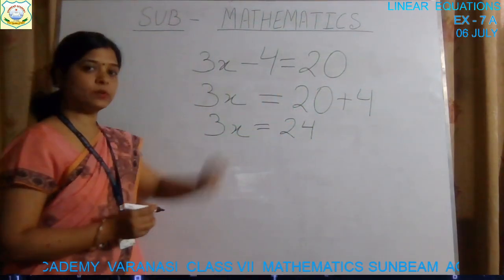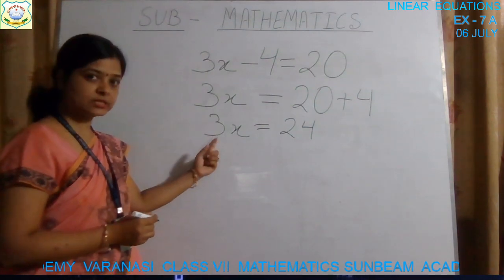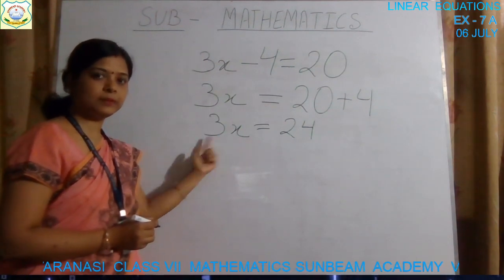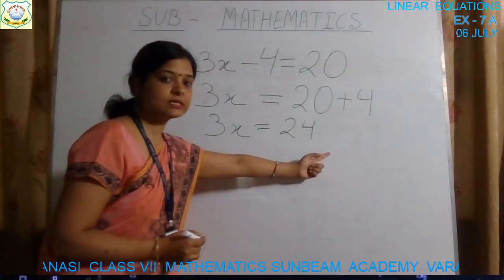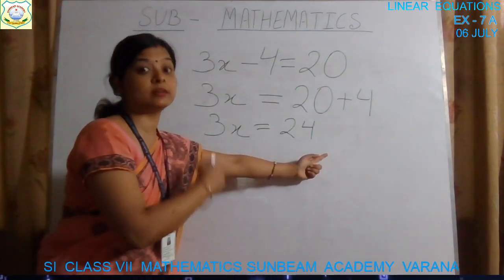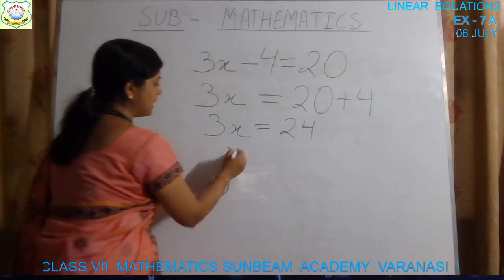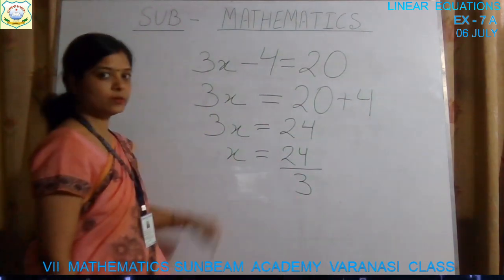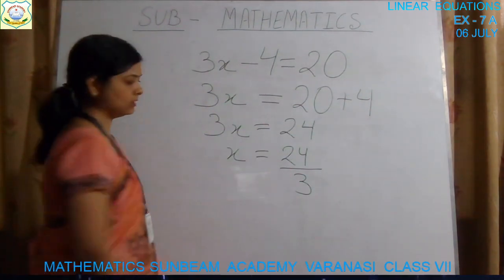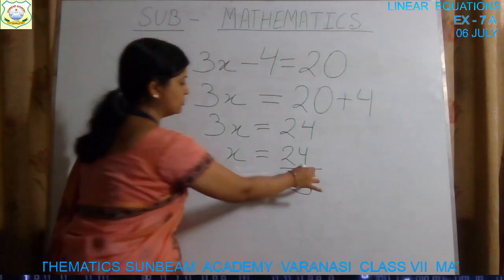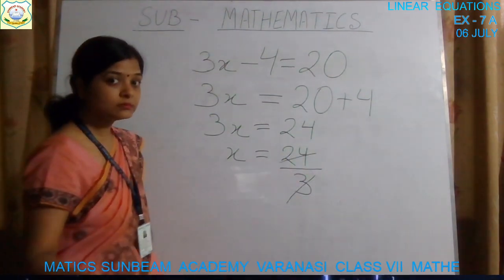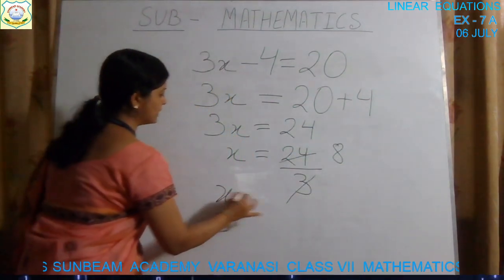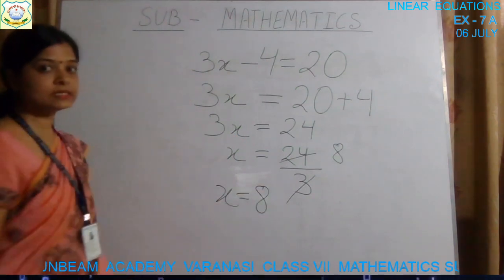So 3x is equal to 24. We have to shift this 3 to RHS. 3 is in multiplication, so 3 will go for division when it is transposed to the other side. So x is equal to 24 divided by 3. Now just solve this, children. 3 eights are 24. So the value of x is 8.